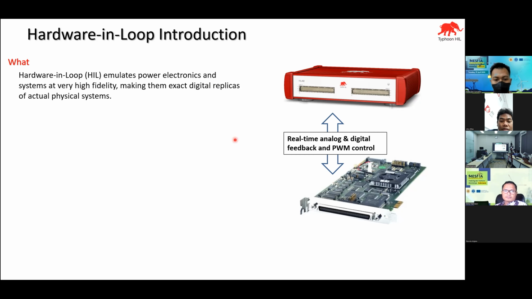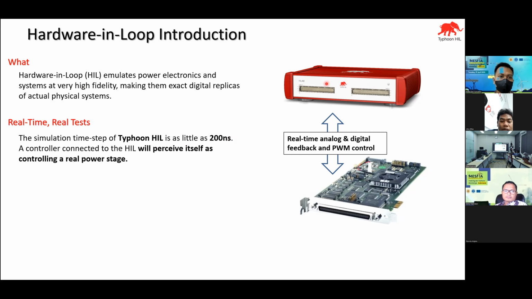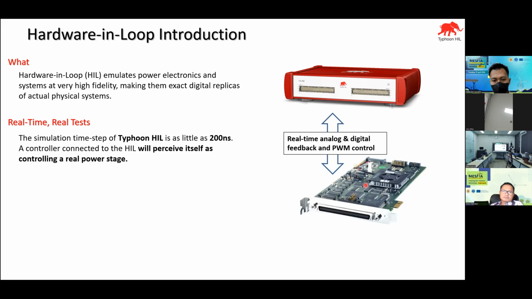Now, this hardware in loop is running at a very fast processing speed. The simulation time step of Typhoon Hue can be as little as 0.2 microsecond, 200 nanoseconds. So if it is so fast, when you connect it to a controller, the controller will think that it is actually controlling a real power stage. So it will be able to test and run it as if it is running an actual plant.